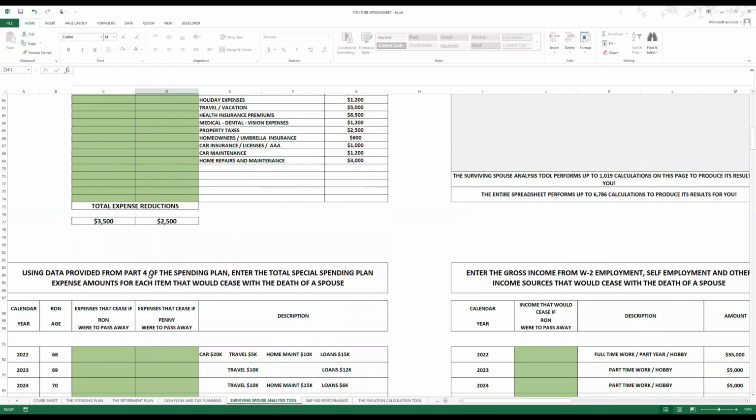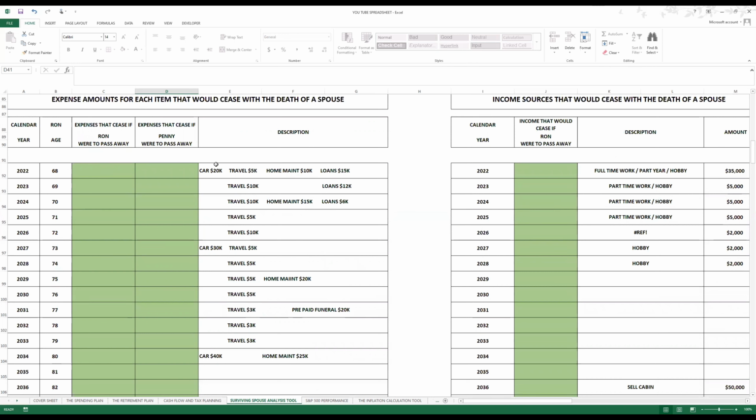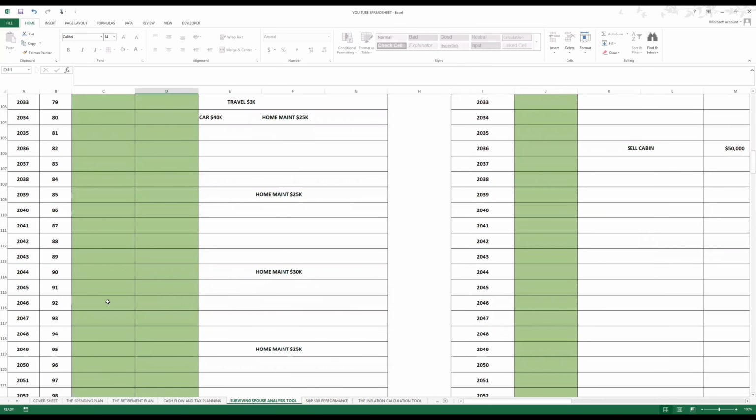And then you're going to drop down further. And this is the section 4 of the spending plan. And you're going to do the same thing. If Ron were to pass away, how much of these expenses would disappear? A lot of these expenses aren't going to change with the passing of a spouse. You're still going to have to take care of the home and so forth. But on the other hand, you might not buy this car, or maybe your extra travel expenses would disappear or be reduced, or at least some of the years. So you go through what auto-populates from the spending plan and put in any changes. Then I'm going to move over to the right a little bit.